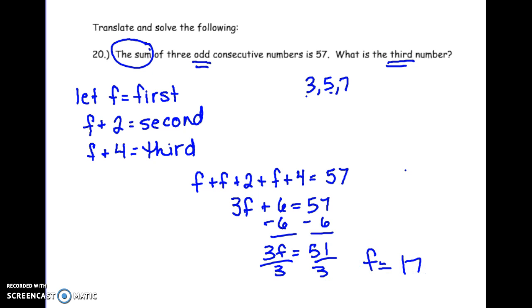Now that's not what it's asking. It's asking for the third. So I actually have to add 4, and I get 21. So my final answer would be 21.